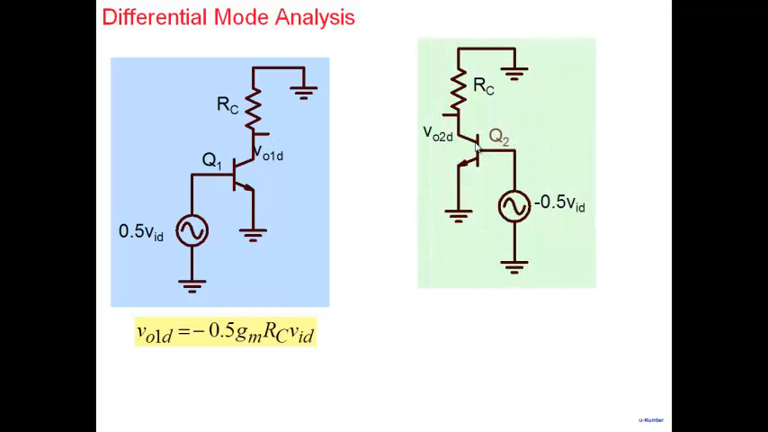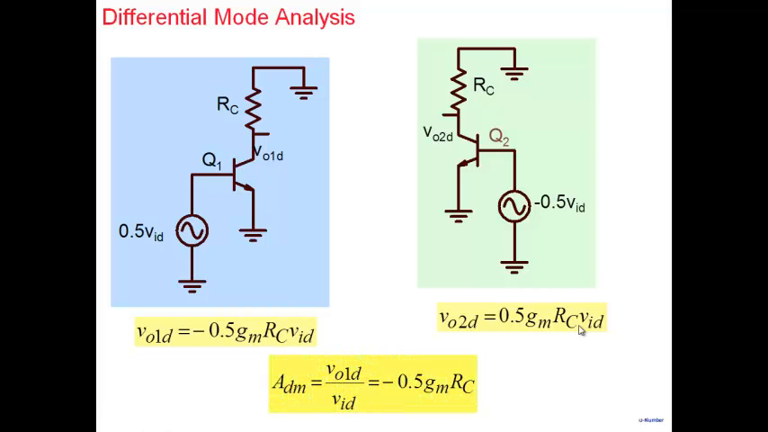Similarly, the other half, V02D, is also a common emitter amplifier, but the input is minus 0.5 VID here. So V02 differential part here will be related to this one through a gain, which is again minus GMRC. But minus and minus cancel each other. So we get V02 differential part as 0.5 GMRC VID.